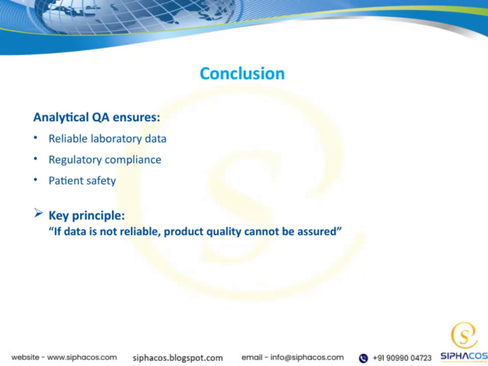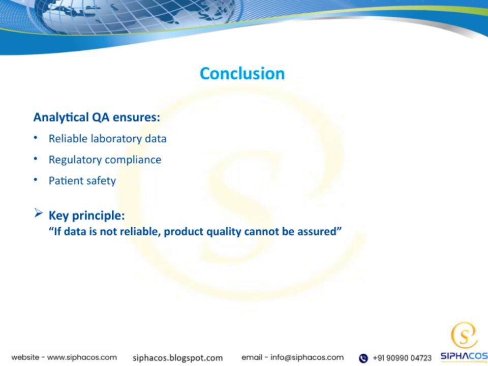In conclusion, analytical quality assurance plays a crucial role in our laboratory processes. It helps us ensure that the data we generate is reliable, which is fundamental for making informed decisions. Reliable data is the foundation for regulatory compliance, ensuring we meet all necessary standards and avoid any legal or safety issues. Additionally, maintaining high-quality data directly impacts patient safety, as accurate results are essential for proper diagnosis and treatment.